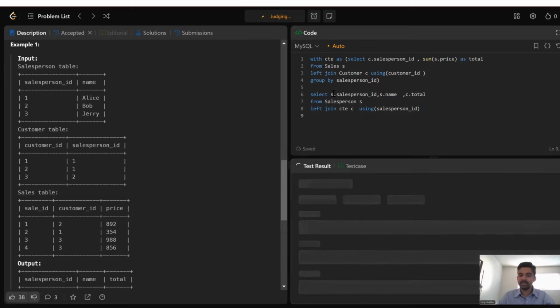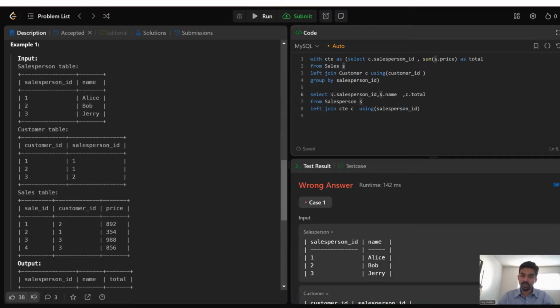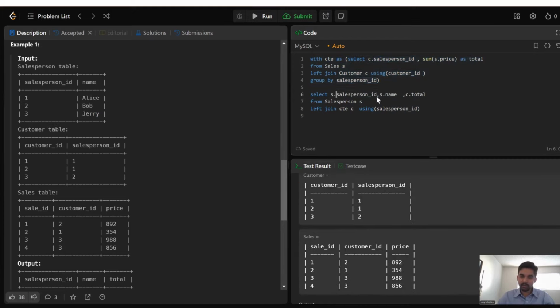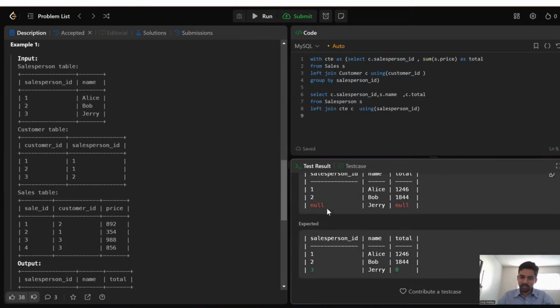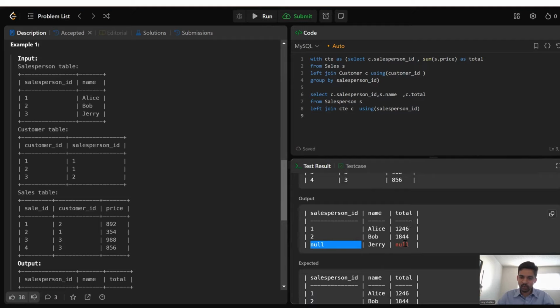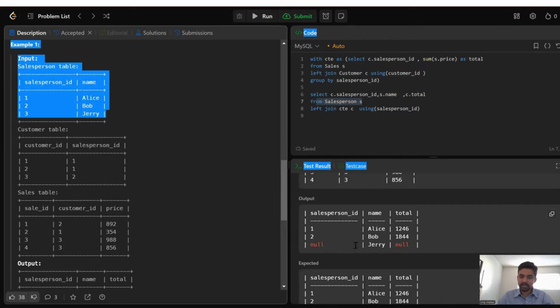So that's the thing. If I left join the CTE, that is this table, in that particular table our output doesn't contain Jerry. That's the reason why it shows null for salesperson as well as total null. But we have included the name from the salesperson table, this one. That's the reason why it's showing the name Jerry.